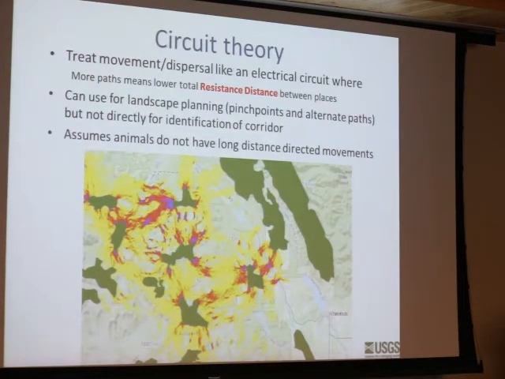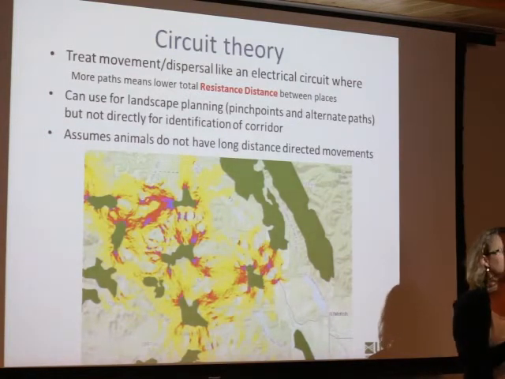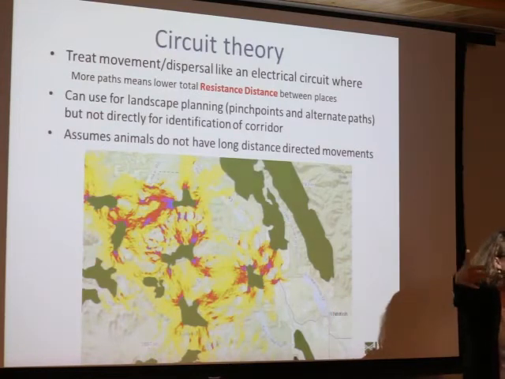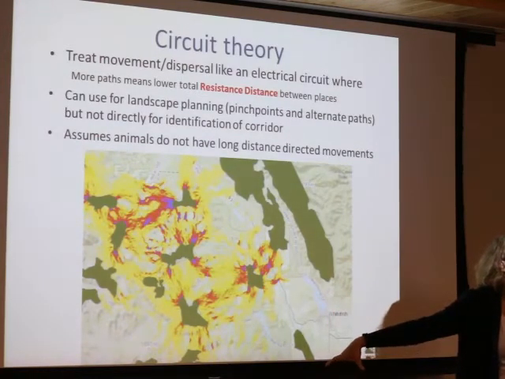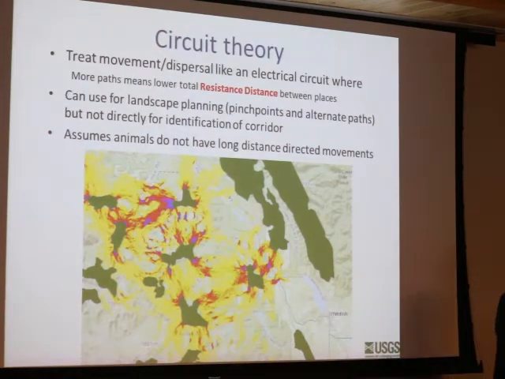An alternative metric of distance is based on circuit theory, and it's called resistance distance. And basically, it treats movement and dispersal more like an electrical circuit. And what happens is that if you have more paths, you have more circuits, then the total resistance is reduced. And so that's kind of saying, okay, there's many different ways that an individual could get from here to the back of the room. So right now there's actually only one for me to easily get to the back of the room. But if we had more people, or more animals, whatever you want to call it, could get there at the same time because there's more paths.